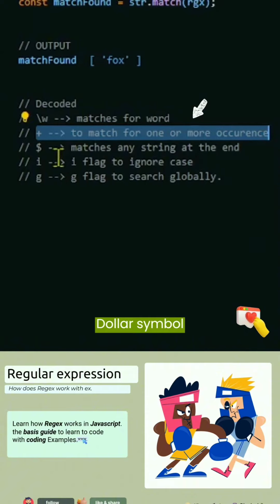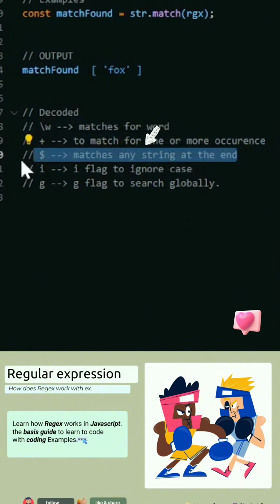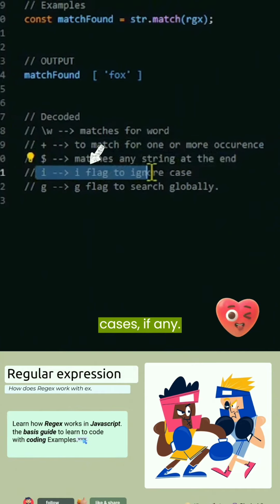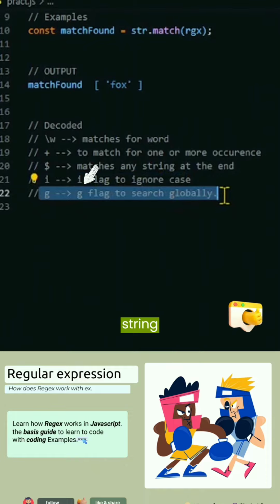Okay. $ symbol matches for any string at last. Okay. I flag ignores cases, if any. Okay. G flag searches for given regex or string globally.